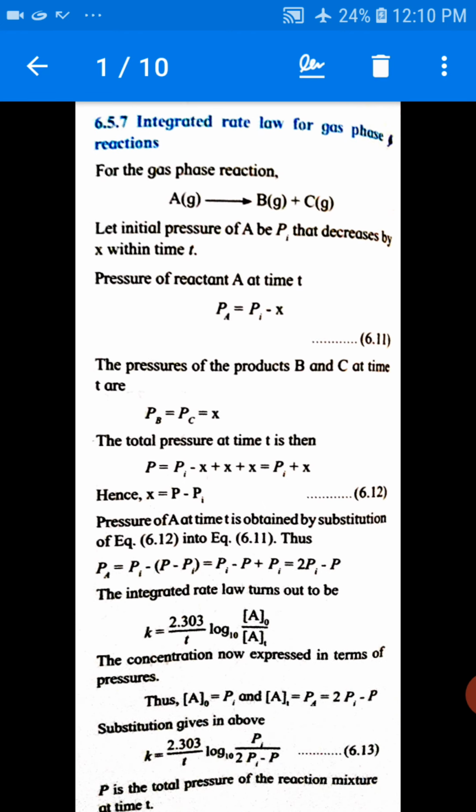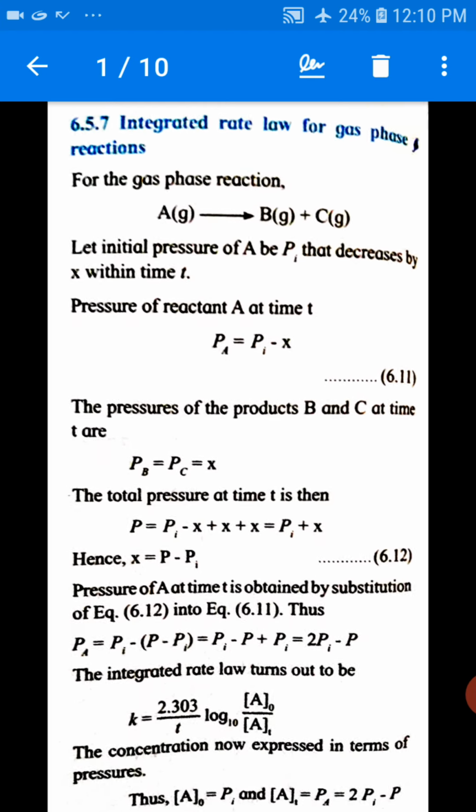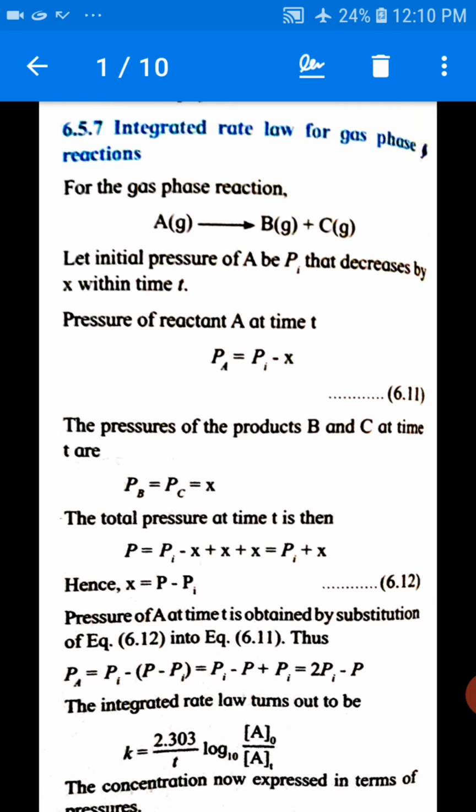Now the integrated rate law for gas phase reactions. That means the reactions which are present in the gaseous state or gaseous phase. For a gas phase reaction, A gives B plus C, here all reactants and products are present in the gas phase.